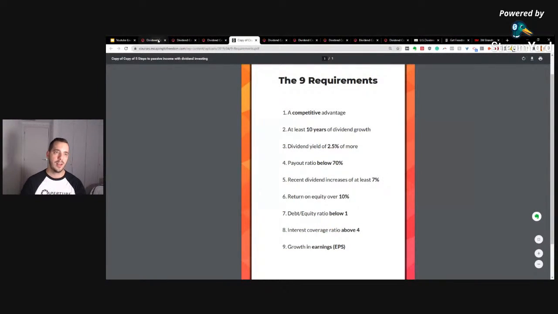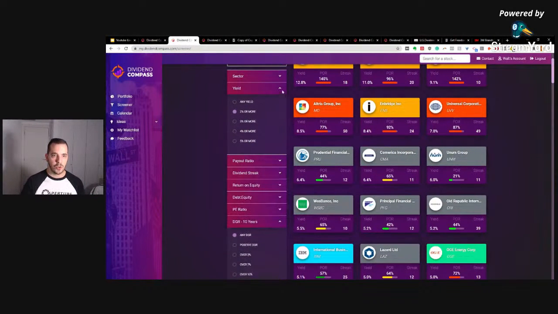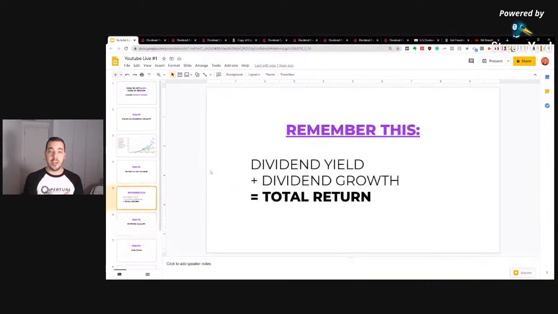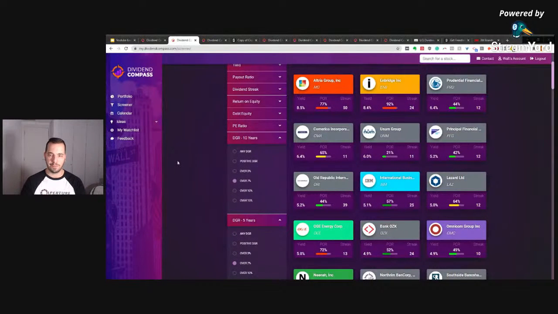Okay, so if we go back to the screener here inside Dividend Compass, let's close yield, and I say close, it's only minimized. So let's say that we're interested in a dividend growth rate of over 7%. Because remember, let's go back to the notes. Dividend yield plus dividend growth, more or less, is going to give you your total return per year. That's why we're looking for stocks with a dividend yield of more or less 3%, which means that we're looking for a dividend growth rate of 7% or more.